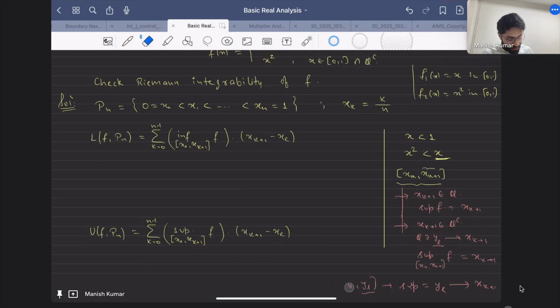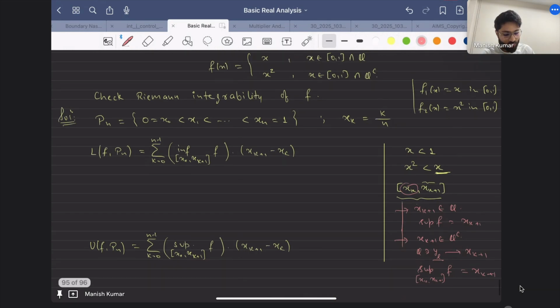So I said it for the supremum. Similarly, the infimum will be achieved at this xk, by the same logic. And the infimum would be the square thing, because we know x square is always less than x. So I'll just simply write it. The infimum would be xk square, and then you have this.